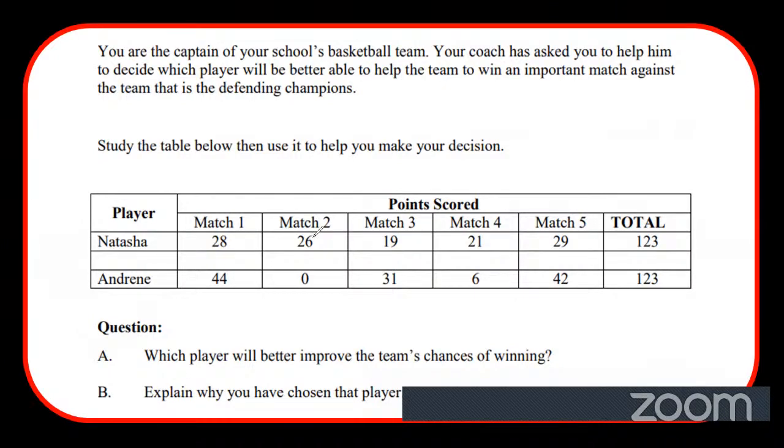Match 2, Natasha scored 26 and Andreen scored 0. Look at that. Andreen scored 44 last time, and then now she comes on the field and she scored not one ball. Match 3, Natasha scored 19, Andreen scored 31 again, which is very good. Match 4, Natasha scored 21, Andreen scored 6. Just 6. Let's look at match 5. Natasha scored 29, Andreen scored 42. If you notice here, Natasha is always scoring a lot of points, whether or not it's more than Andreen's, but she's sure to be scoring a lot of points in the game. We're sure about that based on what we're seeing here.